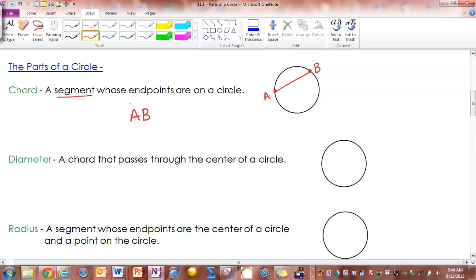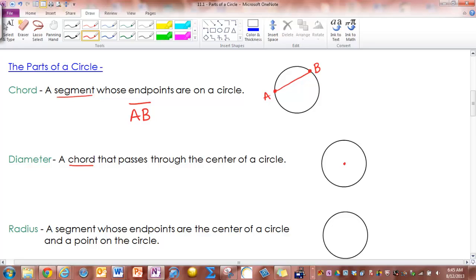So in this problem, segment AB is my chord of my circle because it connects 2 points that are on a circle. My second definition here is a diameter, and diameter is a type of chord, so we know it will connect 2 points that are on a circle. Technically, a diameter is a chord that passes through the center of a circle.